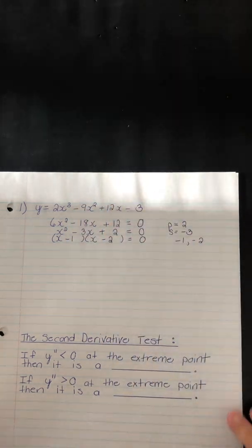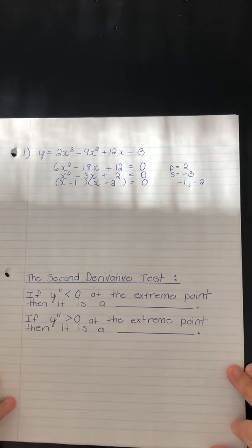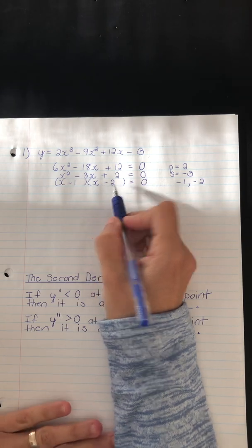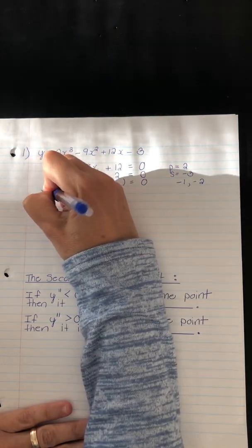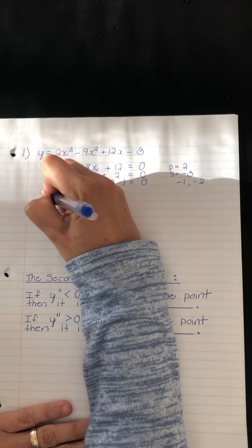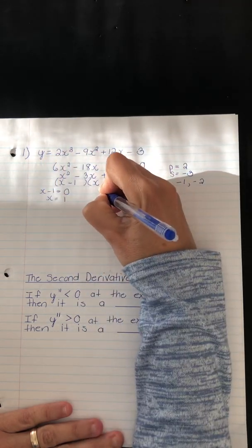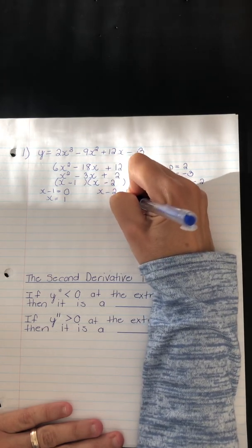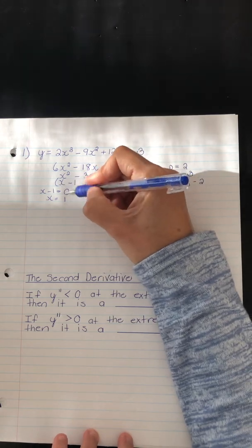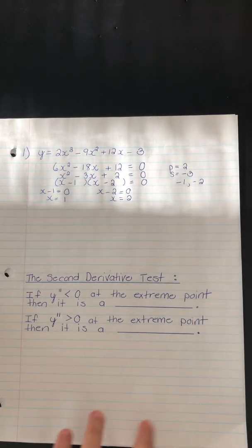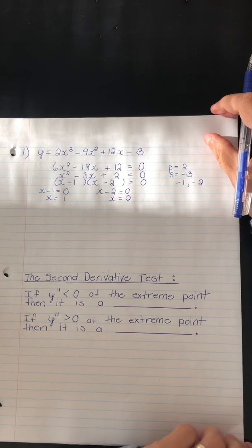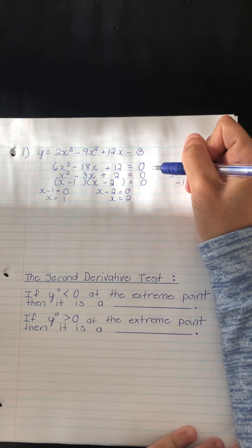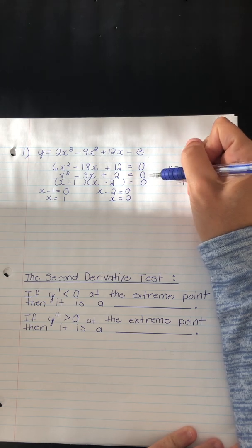Those are not the x value answers. So the x value answers are obtained once you set each of these factors equal to 0. So if x minus 1 is 0, then x is 1. If x minus 2 is 0, then x is 2. So these are the two x value answers that you would get if you use the quadratic formula on either of these equations.